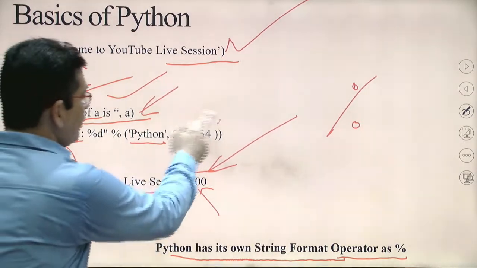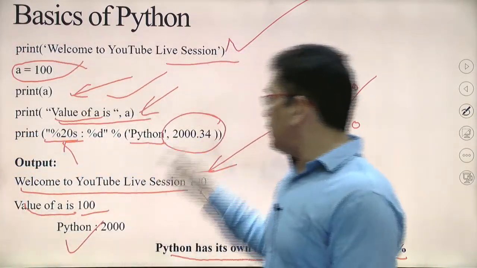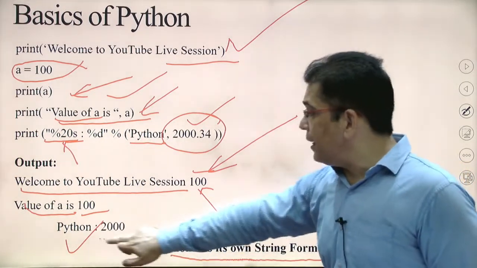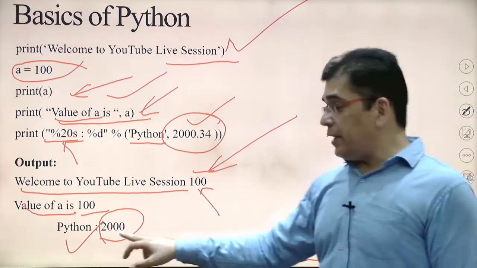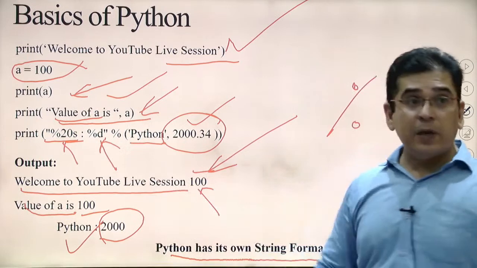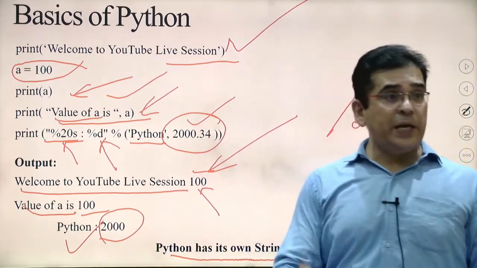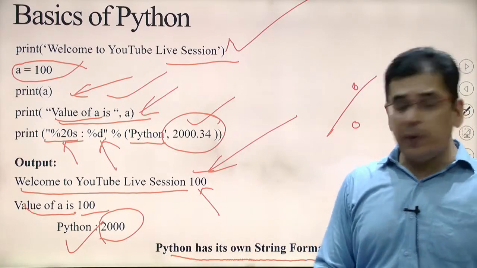Also I have written 2000.34. I have written a floating point value here, but in printing only the before decimal component came, that is 2000, because I have defined its data type as %d. So this is the simple print statement taking a value and storing the value in a variable.